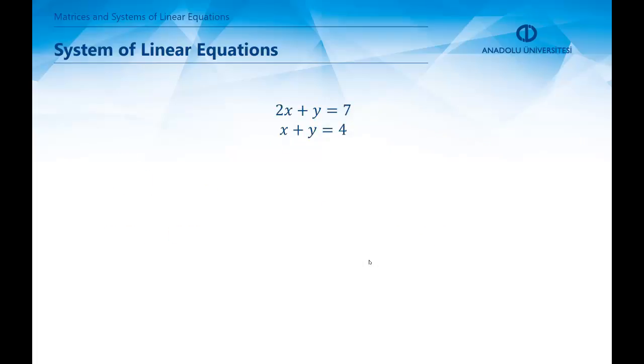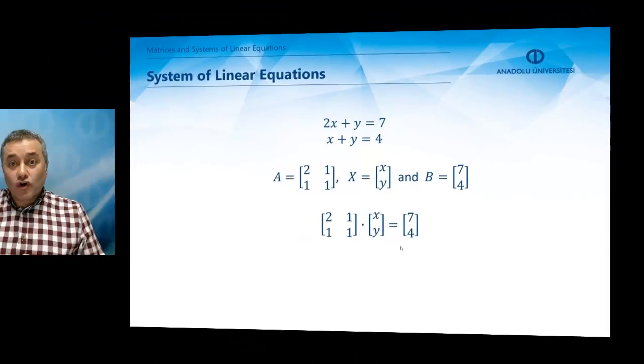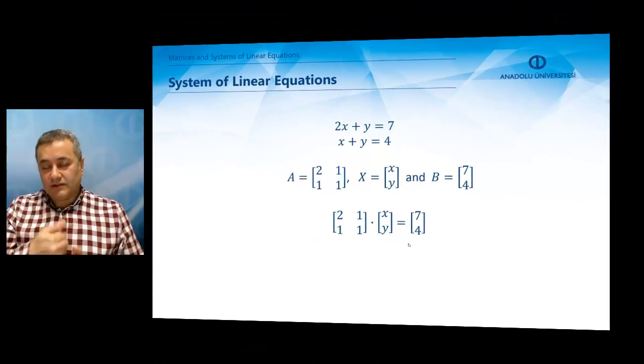Now, we can write this system of equations in terms of matrices, and by doing this, we can see how the matrices are related to linear equations. The coefficients in these two equations of the unknowns x and y are given by 2, 1, 1, 1. Let us denote this rectangular array as a matrix A. The unknowns x and y, we can write as a column matrix, which we defined already.